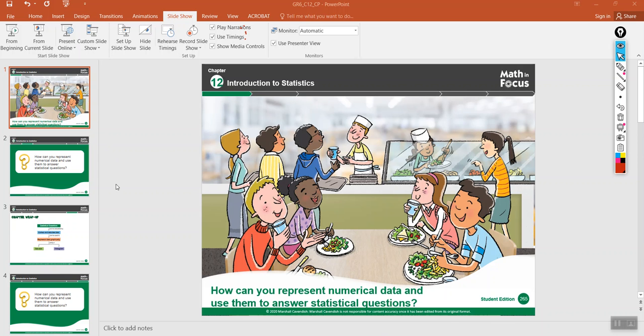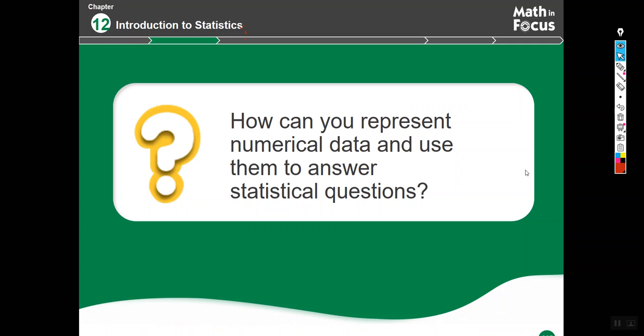So let's go ahead and look at this. Let me put this in presentation mode. That'll just be better. From beginning, there we go. That looks nicer. Okay, how can you represent numerical data and use them to answer statistical questions? Now, we have discussed this a little bit in the do-nows when it would ask us if some statement was statistical or non-statistical. So we have done something kind of like this. So this shouldn't be completely new to you.